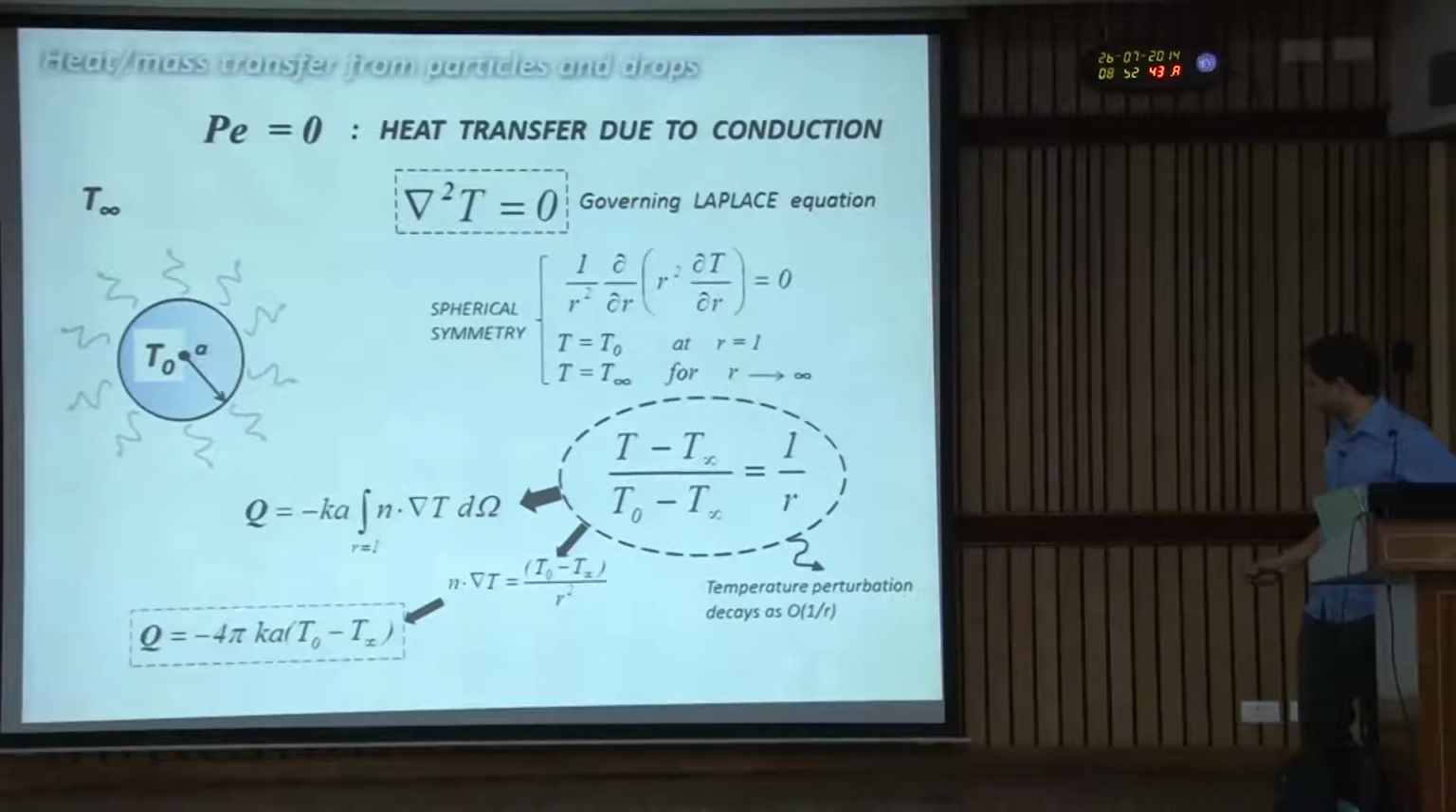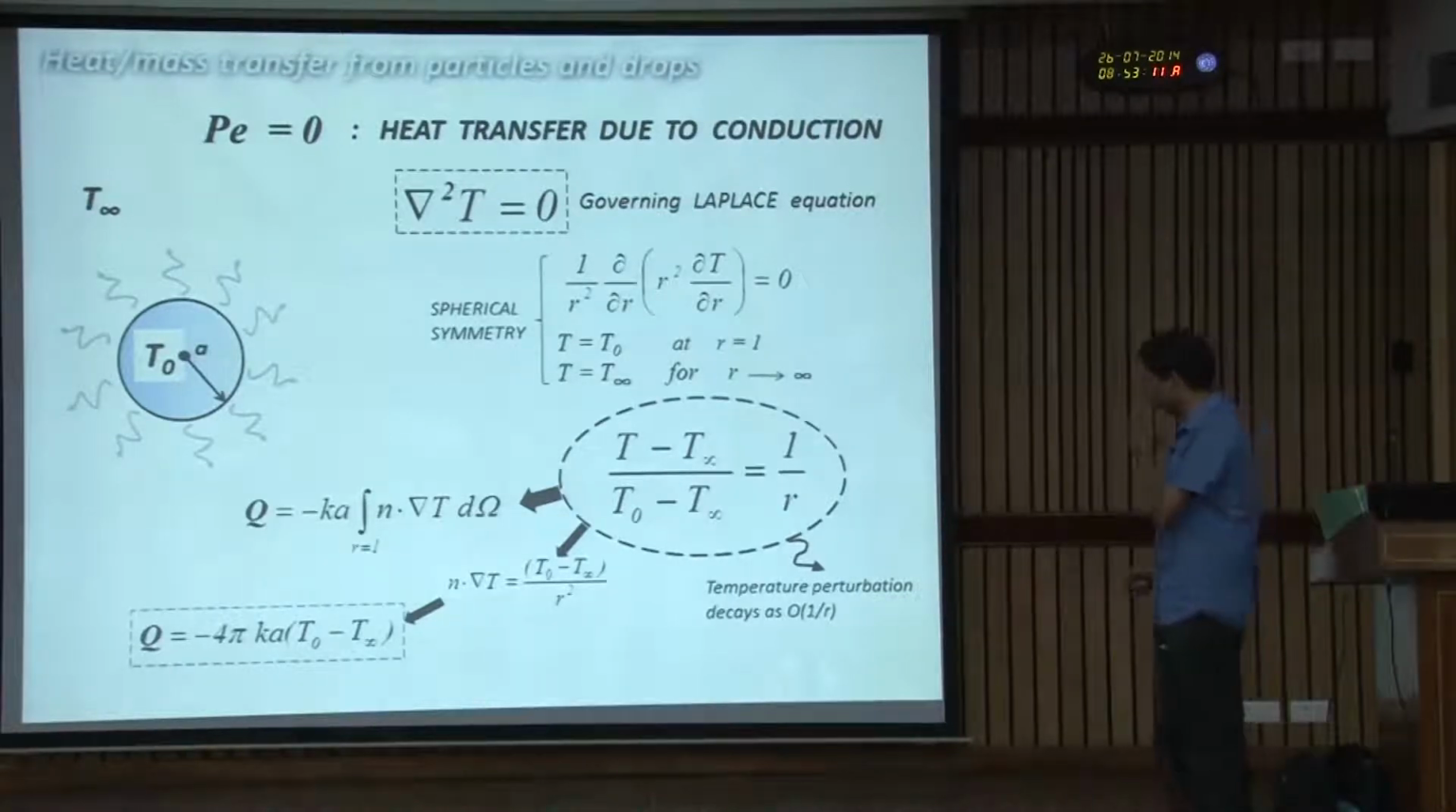Okay, you could have guessed this part just from scaling analysis. This is the driving force after all. T naught is different from T infinity, that's why there is a transport. And then you have K times A. So you say that it's K times the temperature gradient, which is T naught minus T infinity by A, times an area A squared. So what the solution really tells you, and even this is not difficult, is 4 pi, that's the area of the unit sphere. Okay. So I'm sorry, that should be plus.